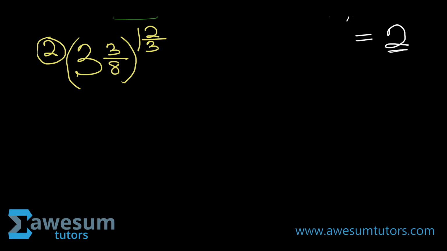Okay, now how do you solve such problem sets? The first thing you want to do is to convert these mixed fractions to improper fractions. Now how do we do that? 8 times 3, 24. 24 plus 3, 27. So I have 27 over 8. Okay.